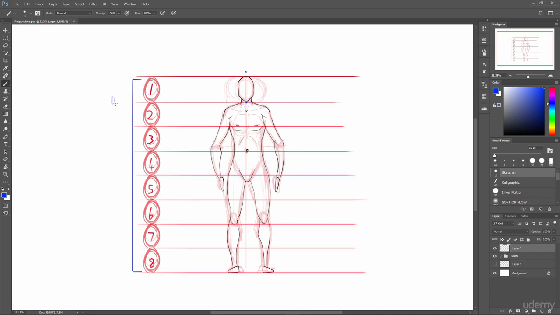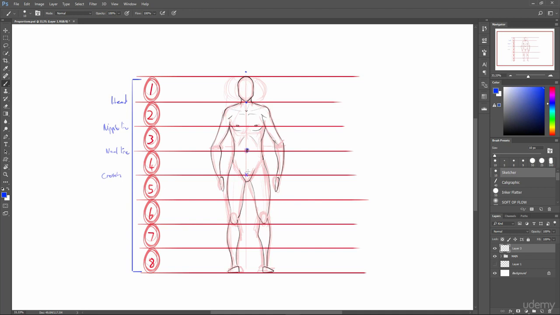And the second head, the bottom of the second head, aligns with the nipples, right? So this is the nipple line. So we know that the nipples should always be at the bottom of the second head. The bottom of the third head, we have the navel line, or the belly button line, if you wish to call it that. The bottom of the third head is the navel line. And then the bottom of the fourth head is the crotch line. And the crotch lies reasonably around that position.